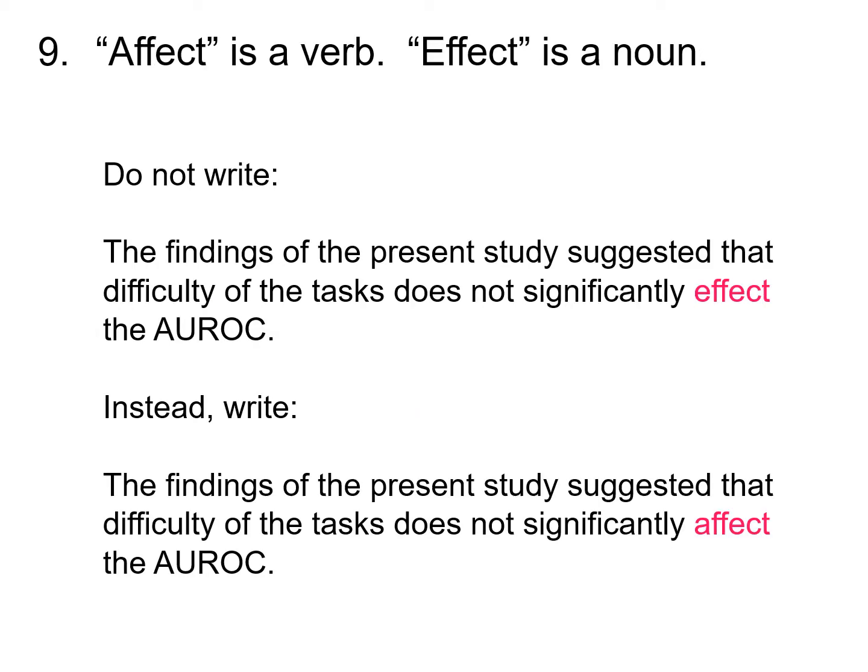Okay, now this is the next one I see a lot. Affect with an A is a verb. Effect with an E is a noun. So whenever you want to say something is significantly affecting something, you should use affect with an A. And when you're saying the effect of something, then that should be effect with an E. So just make sure that affect and effect are distinguished well. Okay.